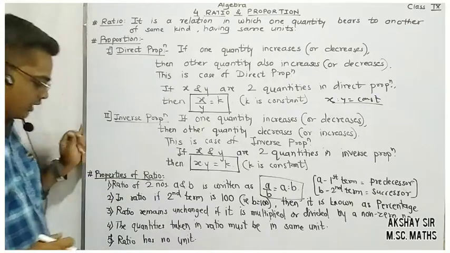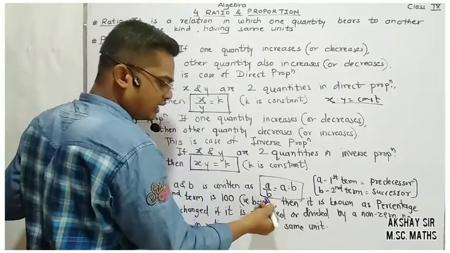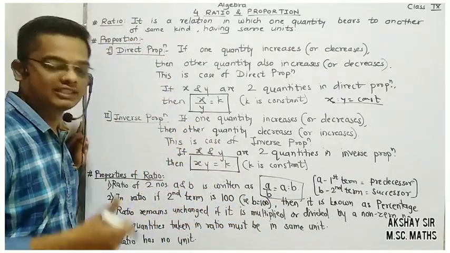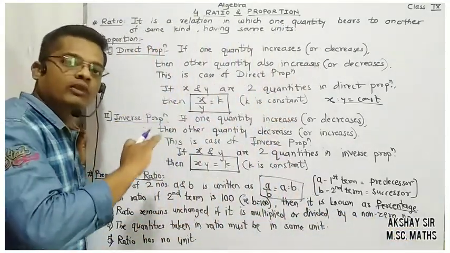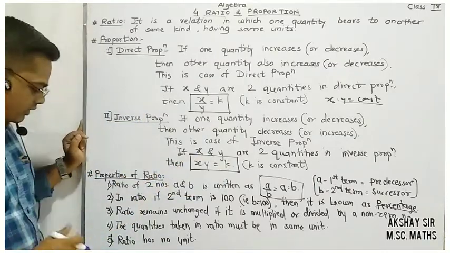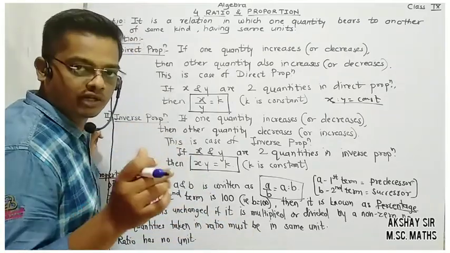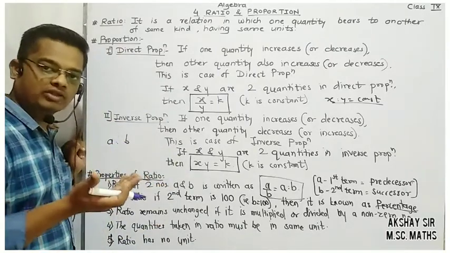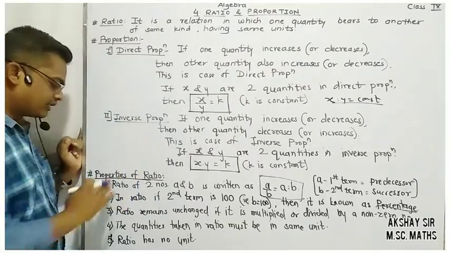Next one, if the second term of the ratio is 100, that is, if B is 100, or in rational form if the denominator is 100, we consider it as a percentage. We have some examples of converting ratio into percentage and percentage into ratio. Third one, a ratio remains unchanged if it is multiplied or divided by a non-zero number. If we divide or multiply any ratio, the ratio remains constant, because further calculation gives the same ratio.